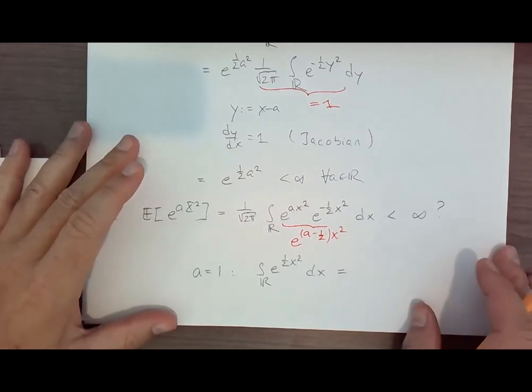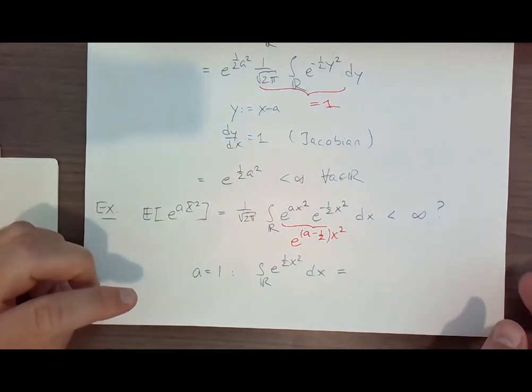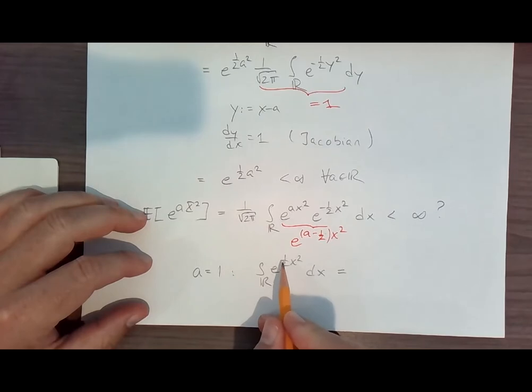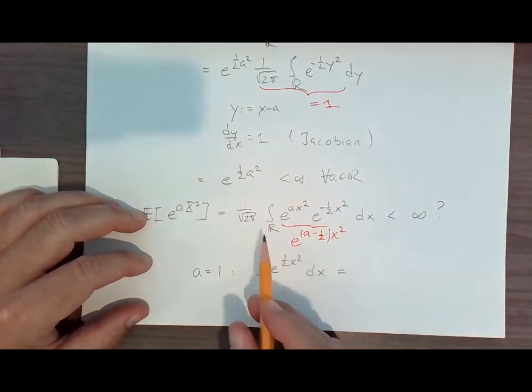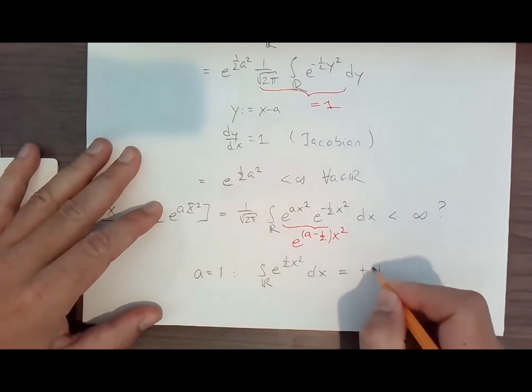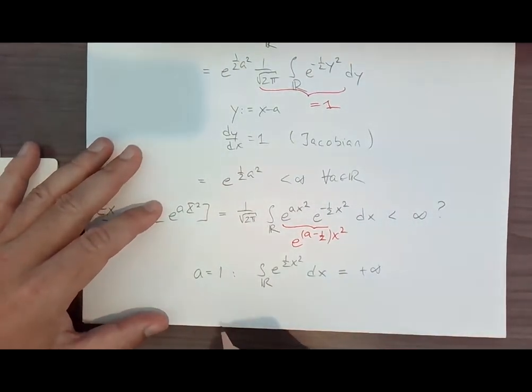That's when I have a minus sign here. I get square root of 2 pi. What do I get when I have a plus? Wouldn't it just go to infinity? Yep. So that doesn't work.